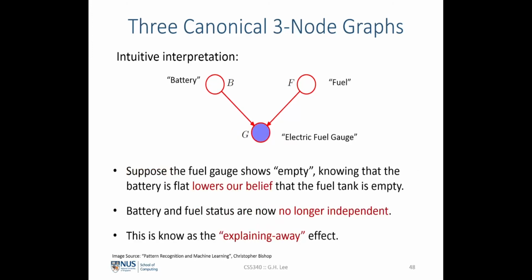But when we observe the electric fuel gauge, knowing the battery is flat would actually lower our belief that the fuel level is empty. In this case, we say that an observation of the electric fuel gauge couples the random variable B, the battery state, and makes it dependent on the fuel level. This is otherwise known as the explaining away effect. This means that we are explaining away the independence between the two random variables B and F, given that we have observed the random variable G in the head-to-head structure.